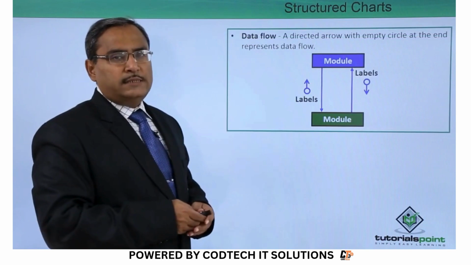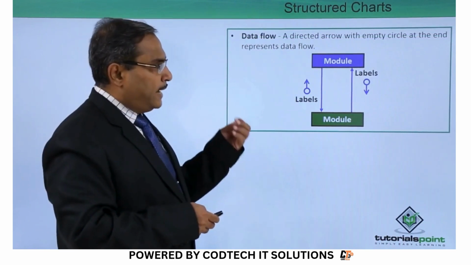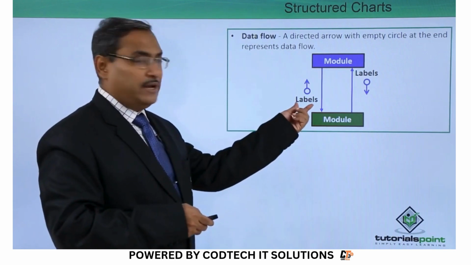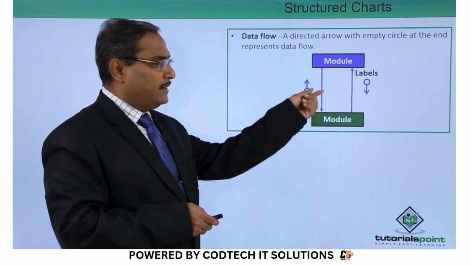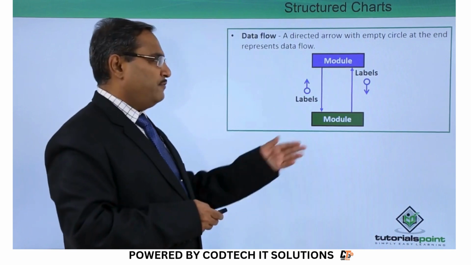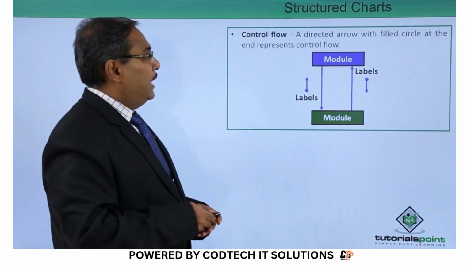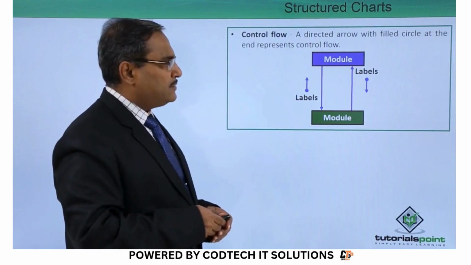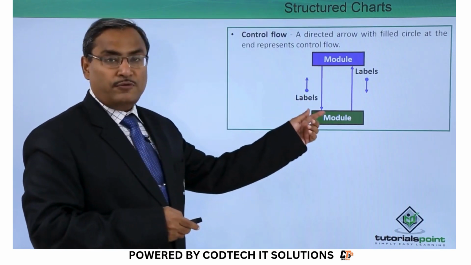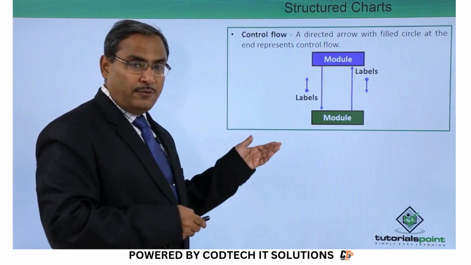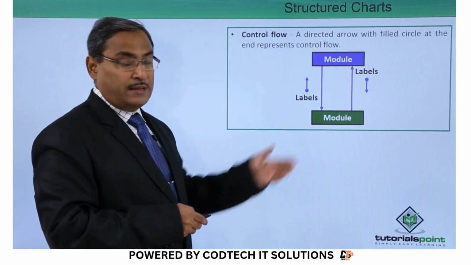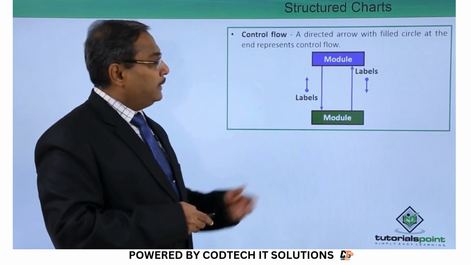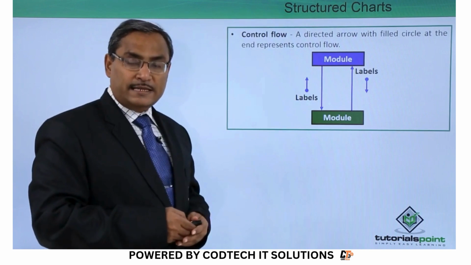Now the next one is data flow. A directed arrow with an empty circle at the end represents data flow. Here you can find an empty circle, and this directed arrow denotes the data flow between these two modules. The last one is control flow. A directed arrow with a filled circle at the end represents control flow. The basic difference is that in data flow the circle is empty, but in control flow the circle is filled.